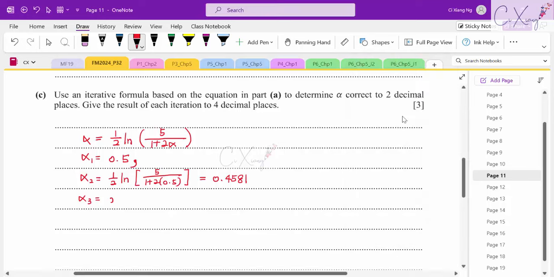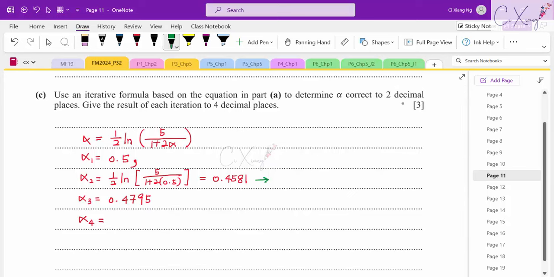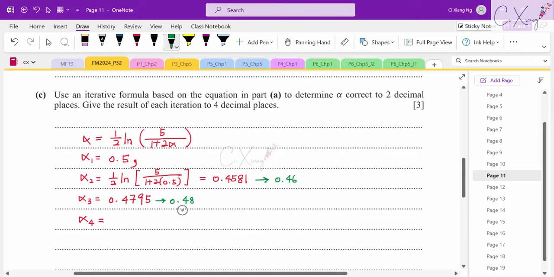Okay, so I will just type in or maybe copy in 0.4795. Then I check for the next value, alpha number 4. So maybe you will be asking, when should I stop the iteration? You can stop the iteration when your alpha correct to 2 decimal places is repeated in your iteration. As an example, if I write my answer to 2 decimal places, this one will be 0.46. Then this one will be 0.48. So you can see that 0.46 and 0.48 are not repeated yet, right? So that means you have to continue your iteration.